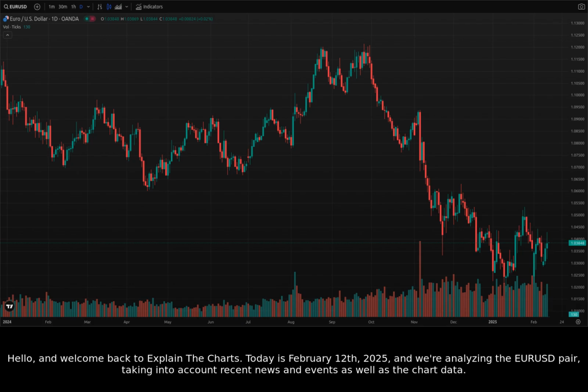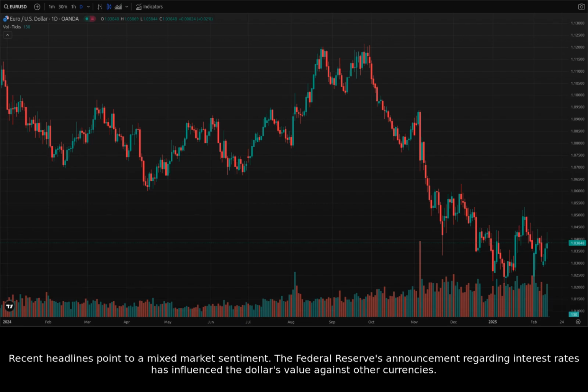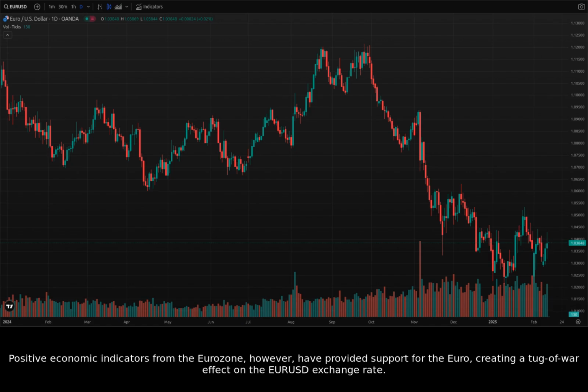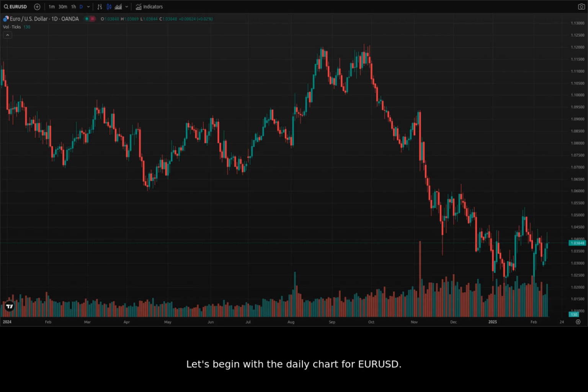Today is February 12th, 2025, and we're analyzing the EURUSD pair, taking into account recent news and events as well as the chart data. Recent headlines point to a mixed market sentiment. The Federal Reserve's announcement regarding interest rates has influenced the dollar's value against other currencies. Positive economic indicators from the Eurozone, however, have provided support for the euro, creating a tug-of-war effect on the EURUSD exchange rate. Let's begin with the daily chart for EURUSD.